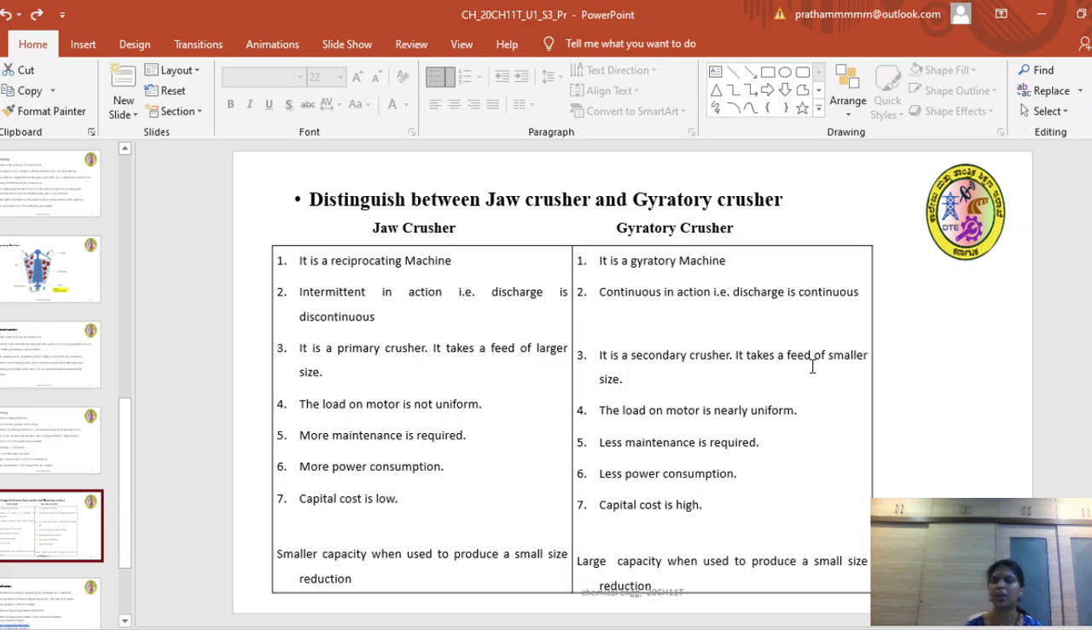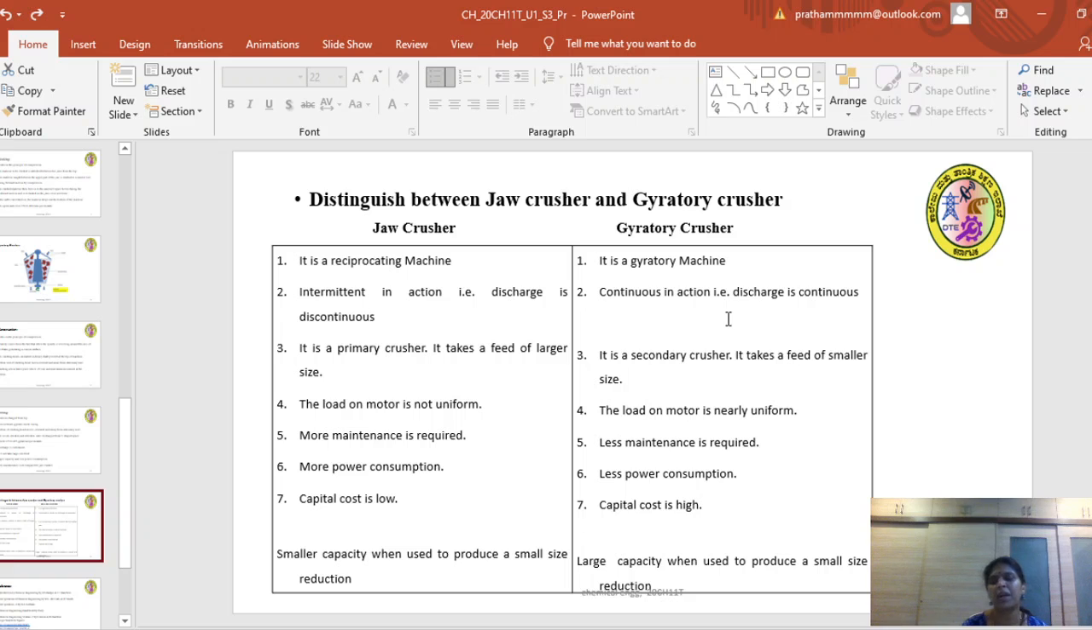The load on the motor is not uniform in the jaw crusher. The load on the motor is nearly uniform in the gyratory crusher, as it has the huge crushing head inside the shell. So more maintenance is required and more power consumption in the jaw crusher, and less maintenance and less power consumption in the gyratory crusher. Overall cost: the jaw crusher involves heavy material and is available in very large sizes, the capital cost is low, whereas here the capital cost is high.